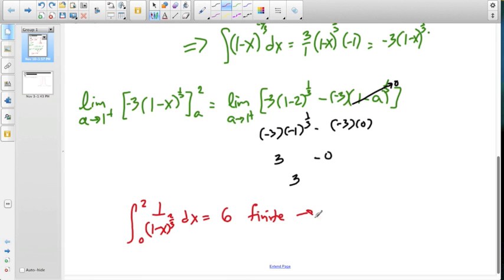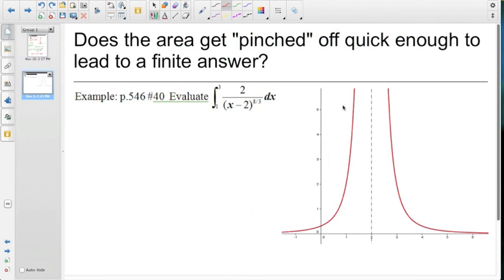And so therefore we say that this converges since it reaches a finite value. When asking the same question for this example, does it pinch off fast enough? This is really similar to the example before it. Again, we have this asymptotic behavior. This time it's about the line x equals 2. But we still have this asymptotic behavior.